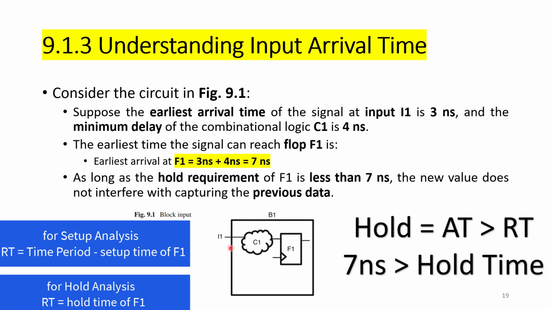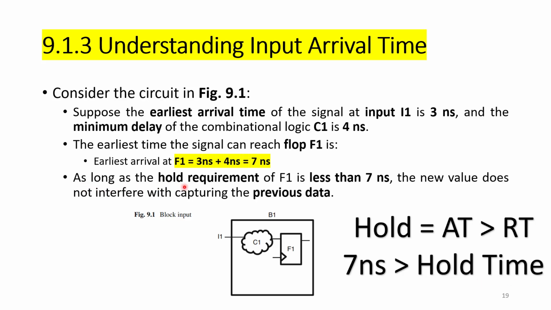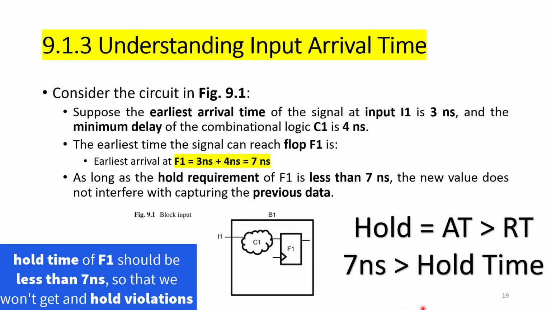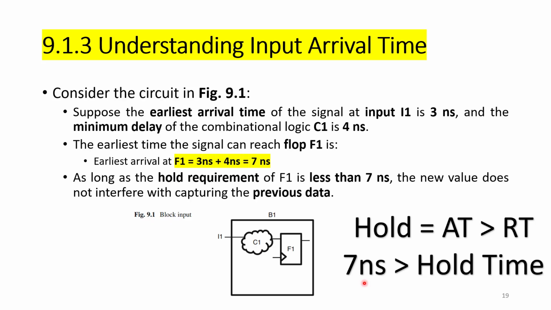This is the arrival time which will be common. So arrival time will be 7 nanoseconds only. But as we are calculating hold, so this is the thing. 7 nanoseconds, which is nothing but arrival time, should be greater than the required time. So here required time is only hold time. As long as the hold requirement of F1 is less than 7 nanoseconds, the new value does not interfere with capturing the previous data. So this condition should be satisfied so that we won't get any hold violation. So 7 nanoseconds should be greater than the hold time, meaning hold time should be less than 7 nanoseconds. Then only we won't get any hold violation.